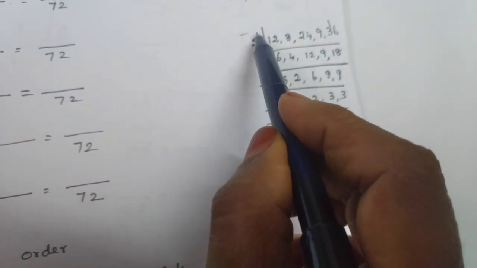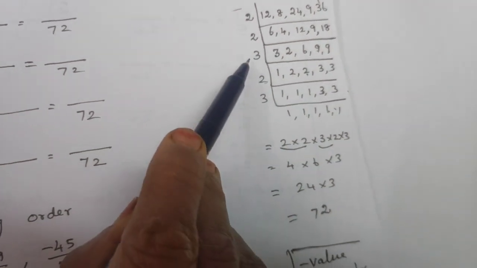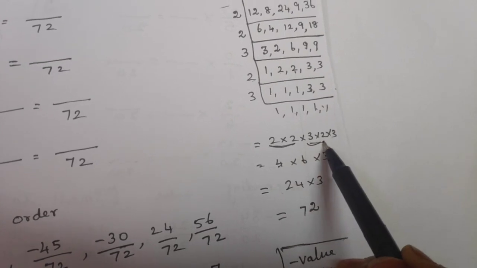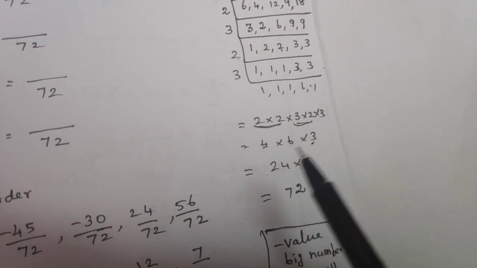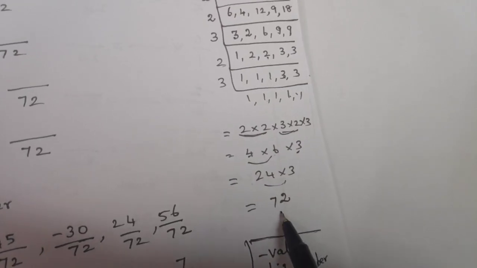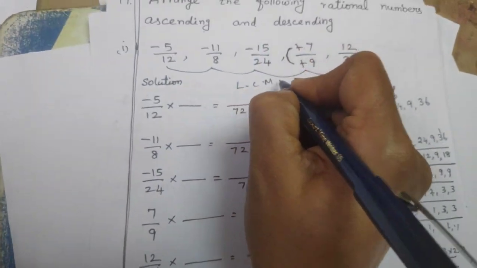So here you want to multiply all these factors. The numbers are 2 into 2 into 3 into 2 into 3. So 2 2s are 4, 3 2s are 6, into 3 extra 3. 6 4s are 24, into 3, 24 3s are 72. Now what is the LCM? The LCM is equal to 72.